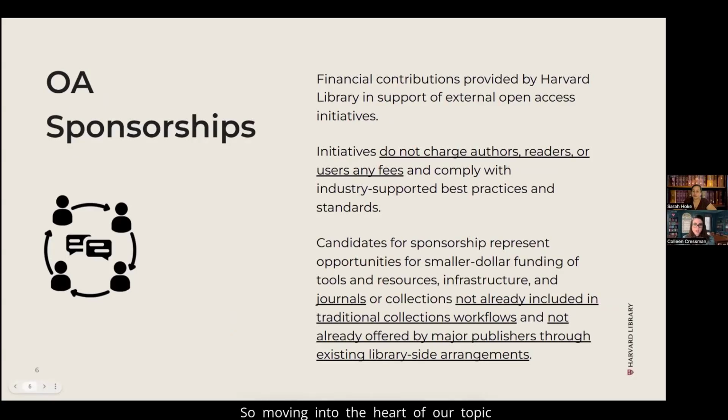So moving into the heart of our topic today, we're discussing one of the workflows belonging to a program we call OA sponsorships. In a nutshell, OA sponsorships are financial contributions provided by Harvard Library in support of external OA initiatives. These initiatives don't charge authors, readers, or users any fees, and they are, of course, high quality in that they comply with standards and best practices. And while the program itself also covers tools, resources, and infrastructure, our discussion today pertains to journals or collections outside of traditional collections workflows and not already offered by major publishers through existing library-side arrangements. Turning back to you, Sarah.